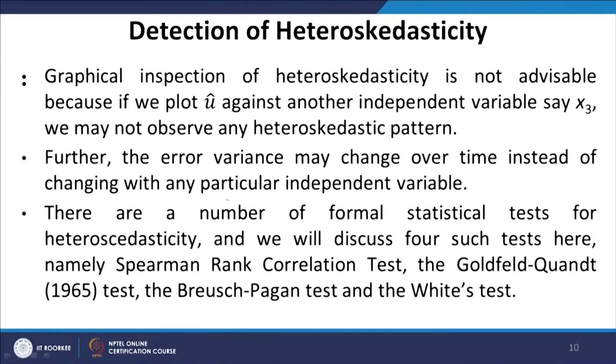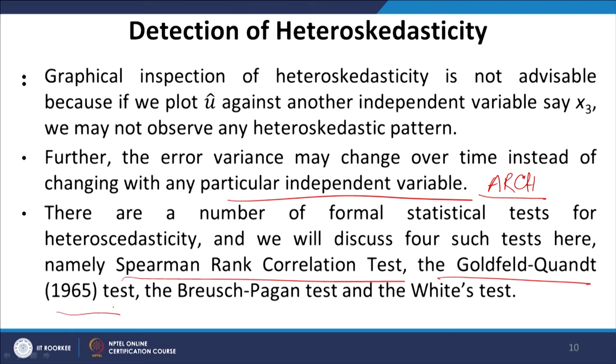So, this is a special kind of case which is often handled in time series analysis specifically, but also applicable in the context of cross sectional data, and they are called autoregressive conditional heteroscedasticity. This kind of model we will be dealing with in later modules. There are a number of formal statistical tests for heteroscedasticity, and we will discuss 4 such tests here, namely the Spearman rank correlation test, the Goldfeld-Quandt test which was suggested by Goldfeld in 1965, the Breusch-Pagan test and the White's test. These are the 4 alternative tests which we are going to discuss here.